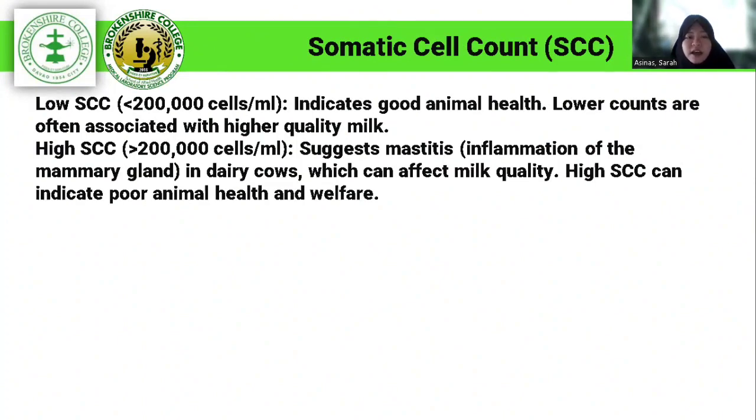And then sa somatic cell count, if there's a low somatic cell count that is less than 200,000 cells per ml, this indicates good animal health. So lower counts are often associated with high quality milk. So if gamay ang iyahang somatic cell count, taas ang quality sa milk. So if taas naman ang somatic cell count that is greater than 200,000 cells per ml, nag-suggest siya mastitis. It means this is the inflammation of the mammary gland in dairy cows, which can affect the milk quality. So if taas ang yahang count, nag-indicate siya poor animal health and yahang welfare.